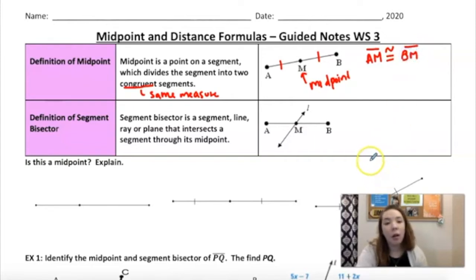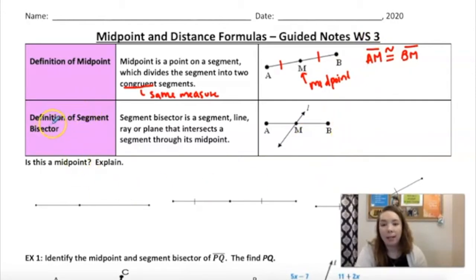Okay, these are equal. We only know that they're equal if they tell us it's a midpoint or if they have these tick marks. These tick marks mean that these segments are the same, okay? Even if it looks like it's in the middle, we can't assume it is. They have to tell us that they're equal or that it's a midpoint.